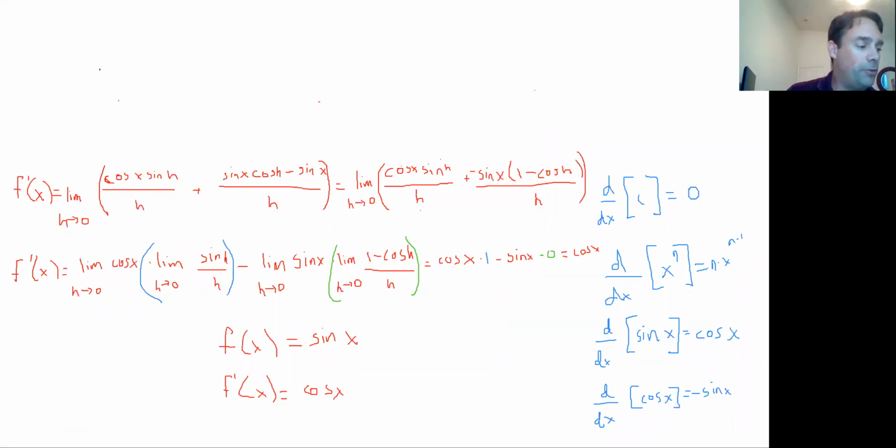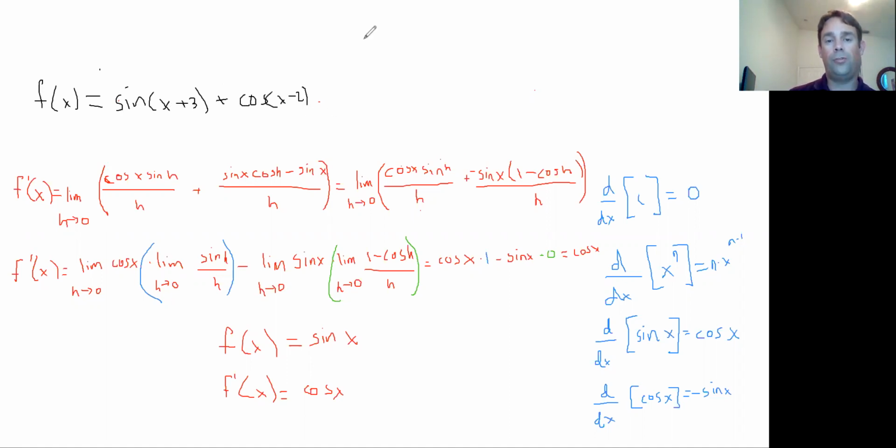Why don't you guys go ahead and figure out what is the derivative if I tell you the function is f of x equals sine of x plus 3 plus cosine of x minus 2. Well, I erase the rest of this to see if you guys can actually figure out what would be the derivative of that function. What is f prime of x?